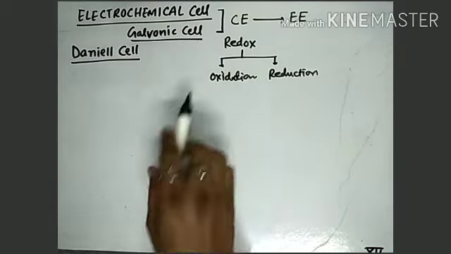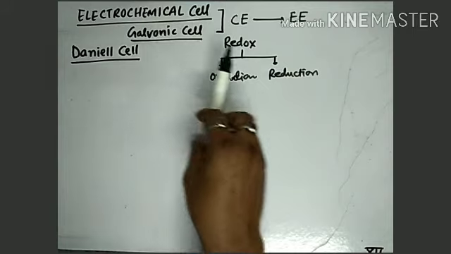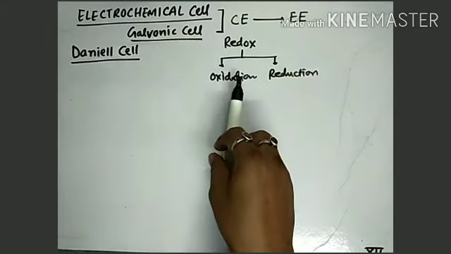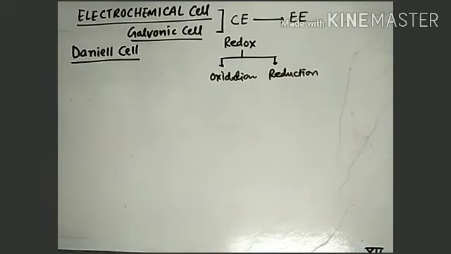So basically a redox reaction is going on in such cells where we get the electrode potential, right? Such cells are galvanic cells or electrochemical cells. We can also call them voltaic cells. Here we can consider the Daniell cell. Let's see the construction of the Daniell cell first.